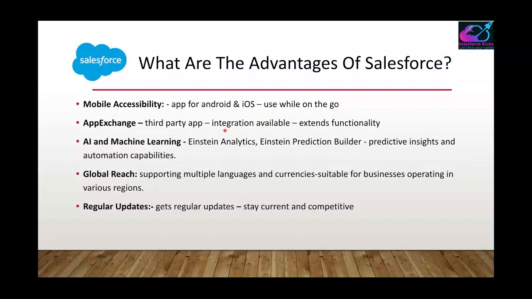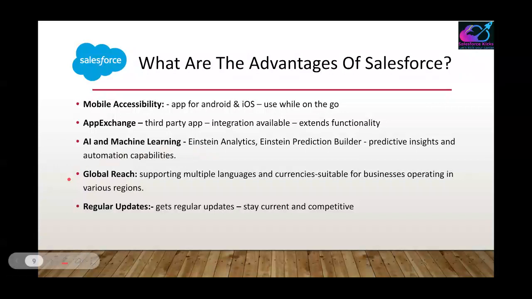Or you can make external callouts to APIs, and all those things are available in Salesforce. Next is AI and machine learning. It has wonderful Einstein Analytics and Einstein Prediction Builder, which help to predict insights and provide automation capabilities. It helps make auto-reply robots on the website. As we see nowadays, whenever you click on the chat on a website, some robot talks to you and answers your questions. That kind of chatbot you can make in your Salesforce as well.